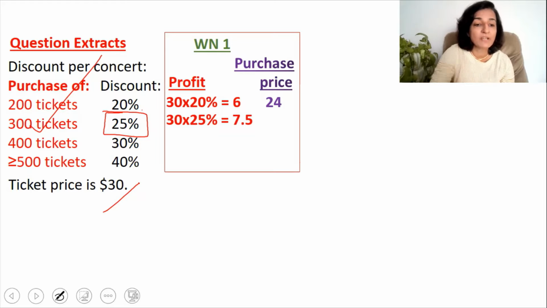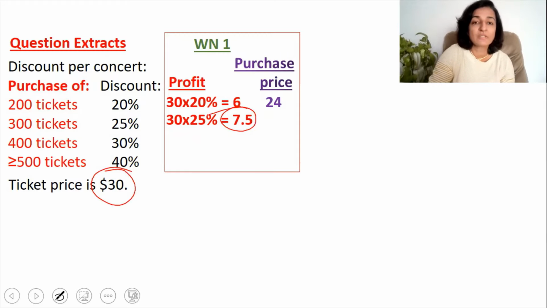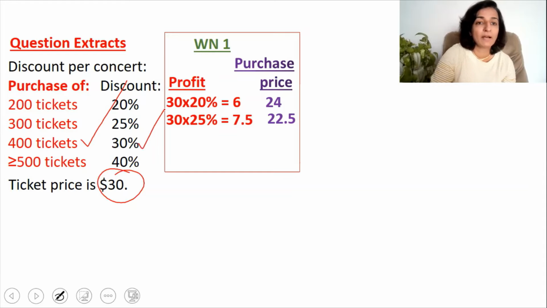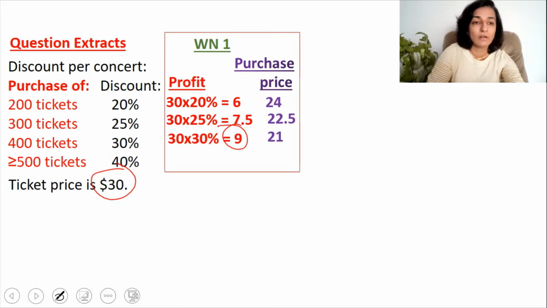So what is the purchase price? Purchase price is $30 minus the discount of 7.5, which is 22.5. Now coming to the third situation. If he buys 400 tickets, the discount is $30 multiplied by 30%, or $9. So his purchase price is $30 minus the discount of 9, or $21.